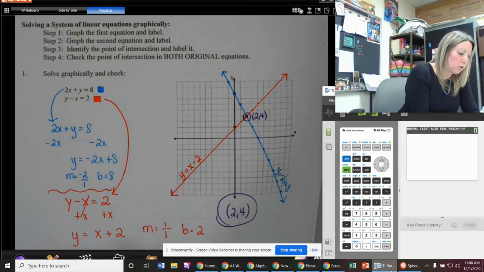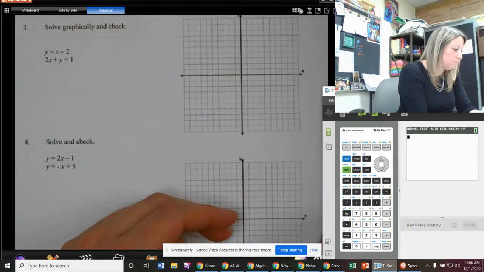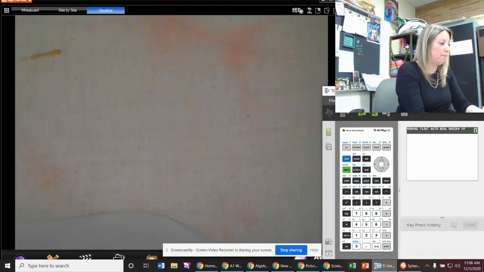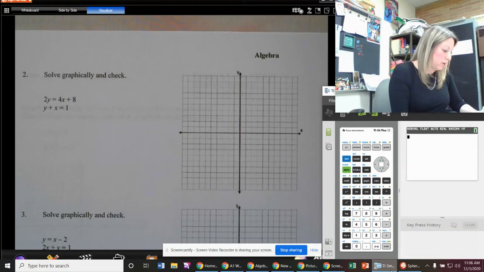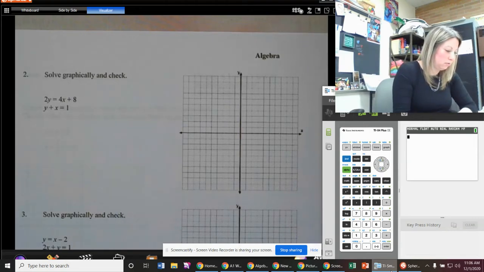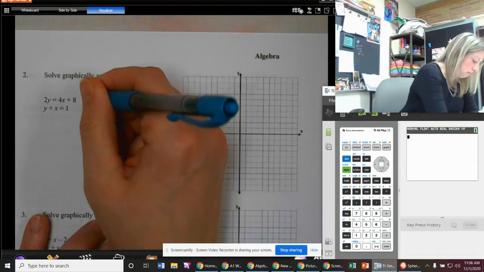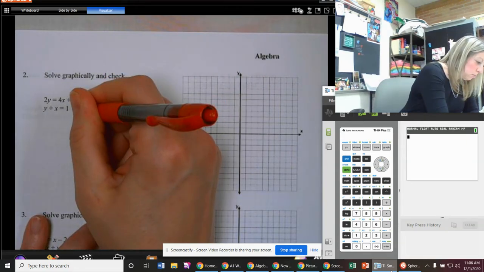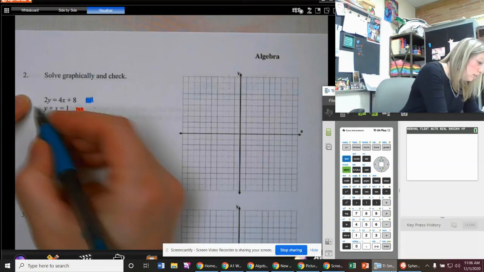Okay, let's look at a couple more examples. Whoa, we got a couple more examples for sure. That's my homework. Okay. I'm going to do example 2 here. I'm going to color code again. First one's going to be blue. Second one's going to be red. Let's get y equals mx plus b form to start.